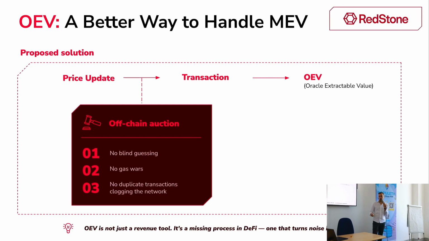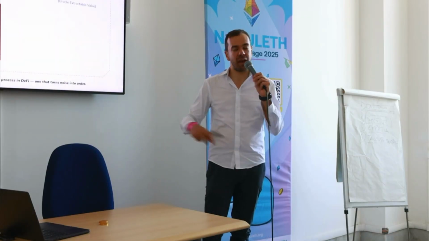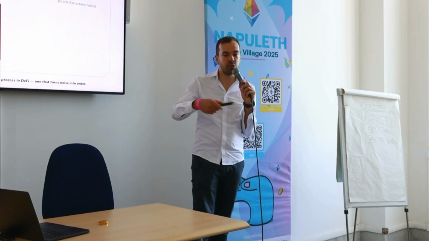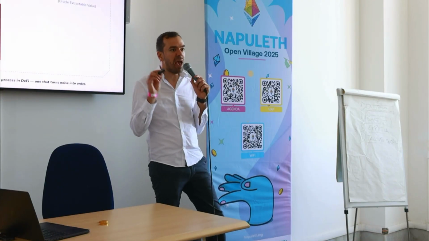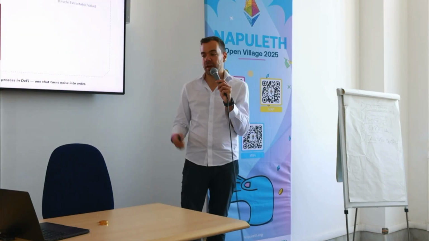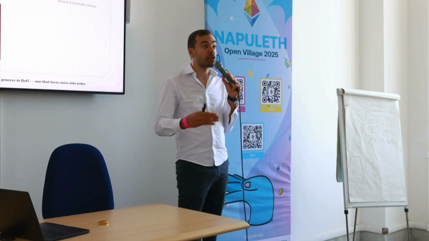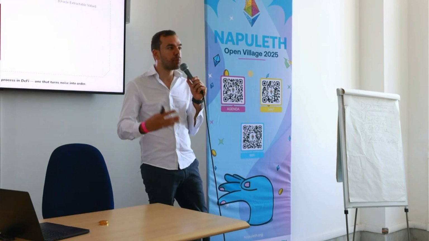And this off-chain auction has 3 main advantages compared to the war that we used to have. First one is that there's no blind guessing. You know exactly once the auction finishes who's going to liquidate the position. Everything is very, very specific. There's no gas war anymore because people just bid in this closed bid auction. And then finally, you don't have duplicate transactions that are dragging the network down.